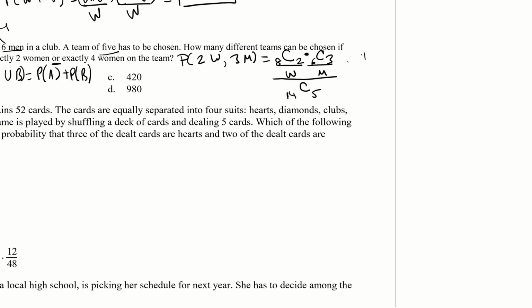And then we want the probability of 4 women and 1 man. Again, it's very similar. The denominator is the same, 14 choose 5. And then for the women, there's 8 choose 4, times the men, there's 6 choose 1. All right, and so we're able to calculate the answer here.